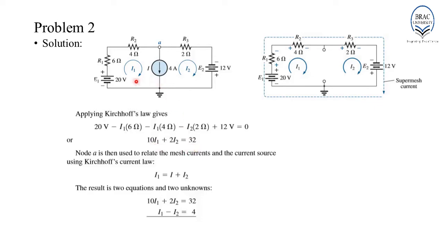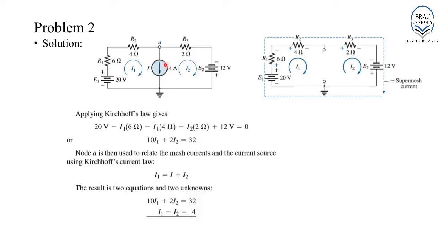Now, over here, there are two unknown variables, I1 and I2. So, we need to solve two linear equations to determine the values of I1 and I2. One of the linear equations is this one. And the other linear equation we will get from here.